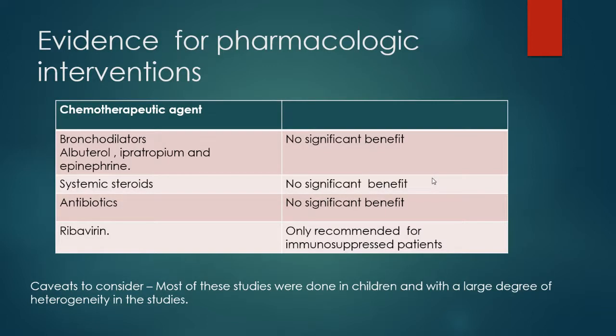Now, I went into some other chemotherapeutic agents. I summarized them in this table, because to talk about each one individually would take quite a long time. So bronchodilators, we already know no significant benefit. In fact, some of the studies did show a harm, just tachycardia and tremors and other small side effects that don't necessarily cause too much trouble. There's no benefit to systemic steroids either. You just have to wait it out. Antibiotics, no benefit. And ribavirin, for patients diagnosed with RSV bronchiolitis, there is no benefit to the non-immunosuppressed patient. And even for the immunosuppressed, the evidence is not very strong. It's just recommended because you have nothing better.